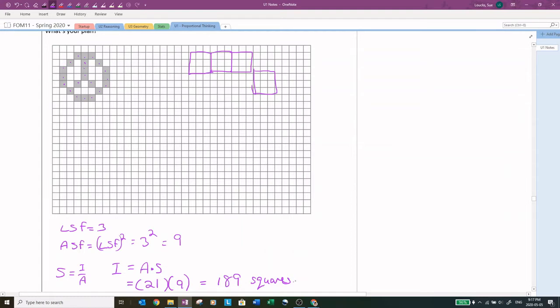Wasn't that easier than drawing the whole thing and counting them all up? I certainly think so. Okay, let's do another example.